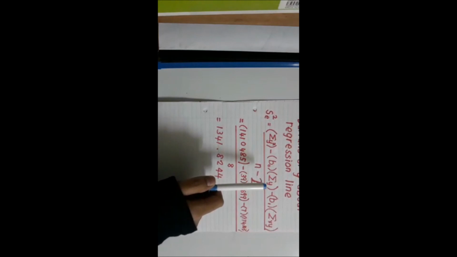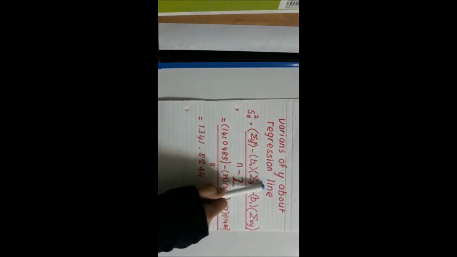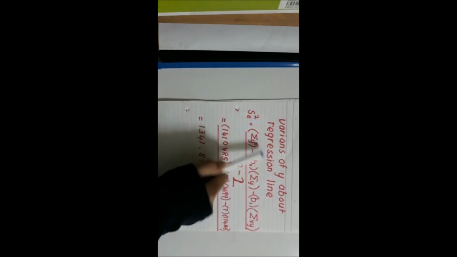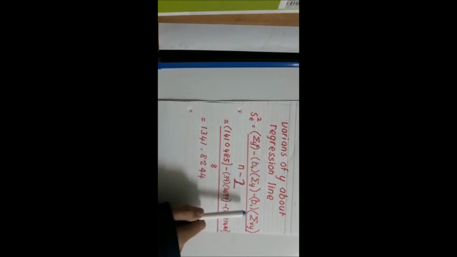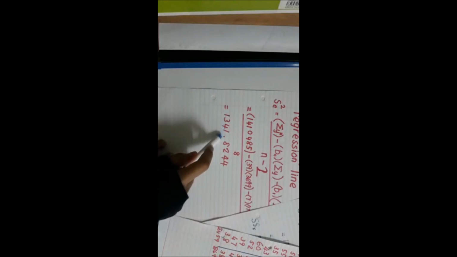For the next one, we want to find the variance of y about the regression line. So we use the formula s squared e is equal to this. So we just substitute the values from the table before into this. So the final one we get is 1341.8244. That's all.